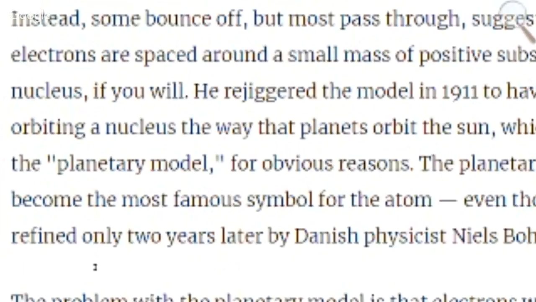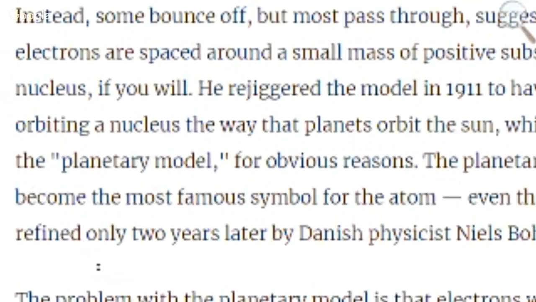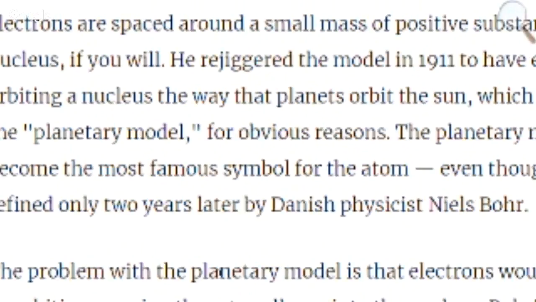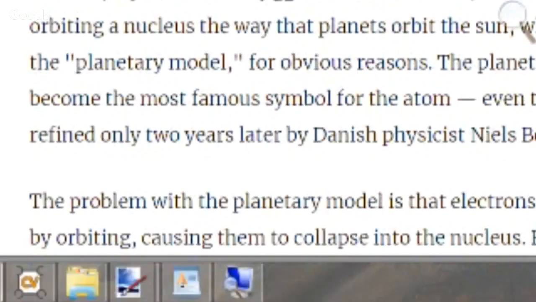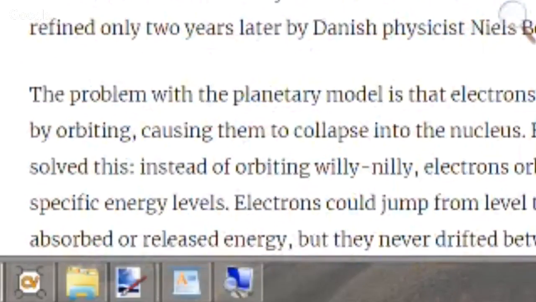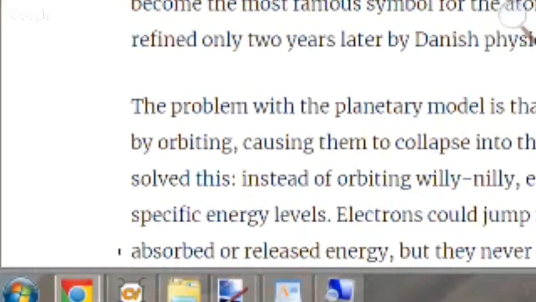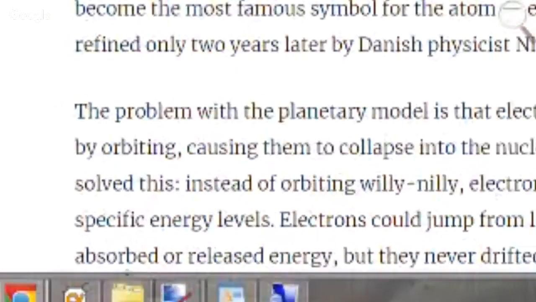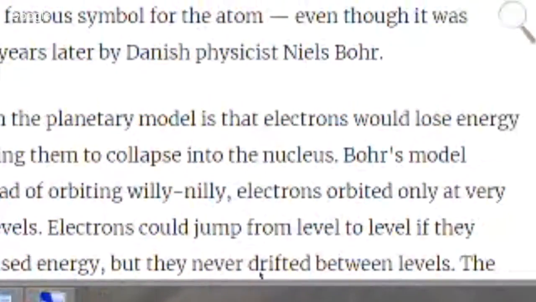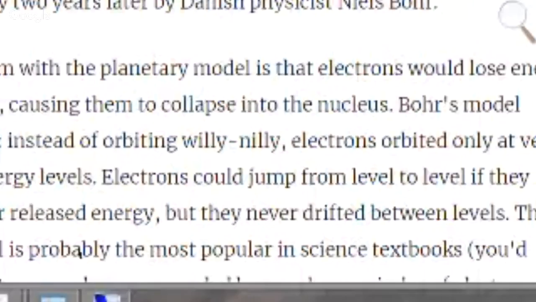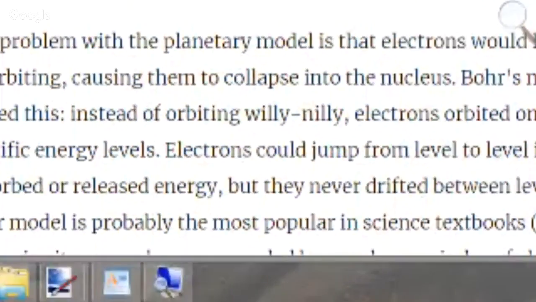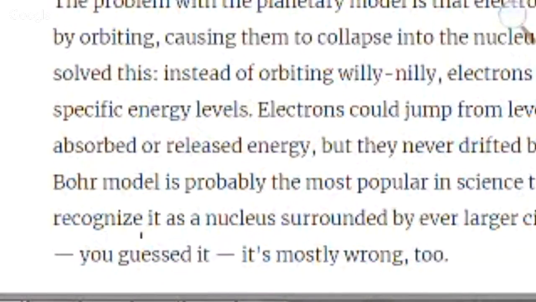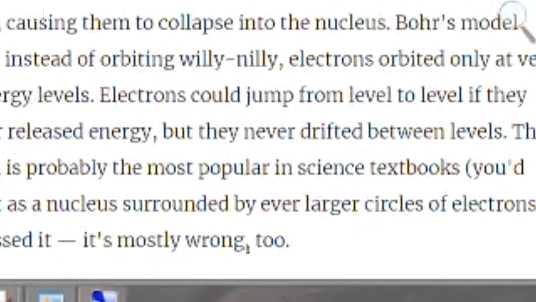Planetary model has become the most famous symbol for the atom, even though it was refined only 2 years later by Danish physicist Niels Bohr. Problem with the planetary model is the electrons would lose energy by orbiting, causing them to collapse into the nucleus. Bohr's model solved this. Instead of orbiting willy-nilly, electrons orbited only at very specific energy levels. Electrons could jump from level to level if they absorbed or released energy, but they never drifted between levels.